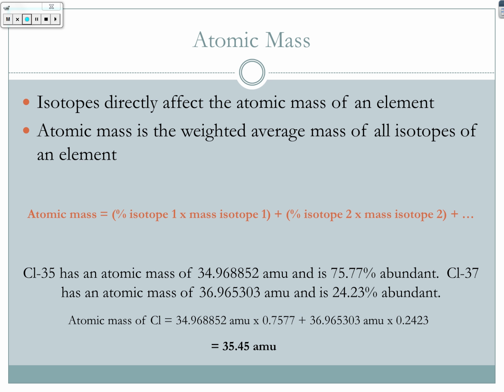And this makes sense because chlorine 35, at 34.9, is much more abundant than chlorine 37, which has a higher AMU. So you would expect that this AMU falls closer to 34.96 than it does to 36.97. The atomic mass leans heavier toward chlorine 35 than 37 because it's so much more abundant.